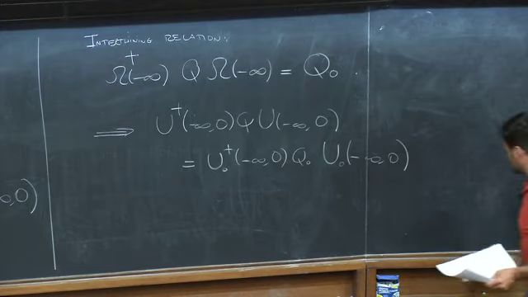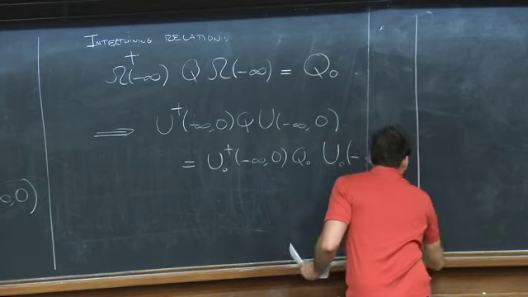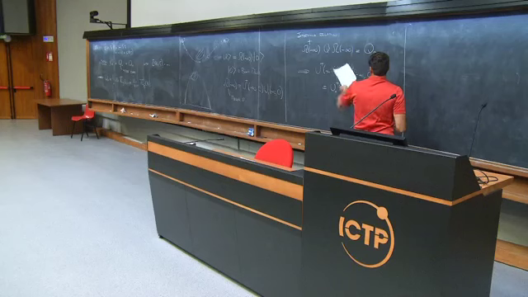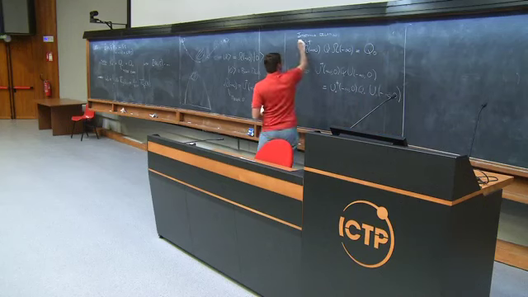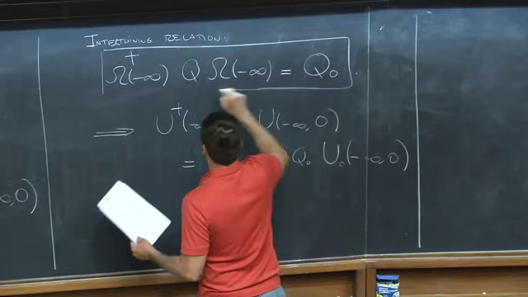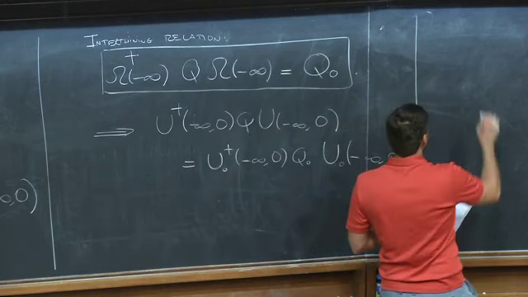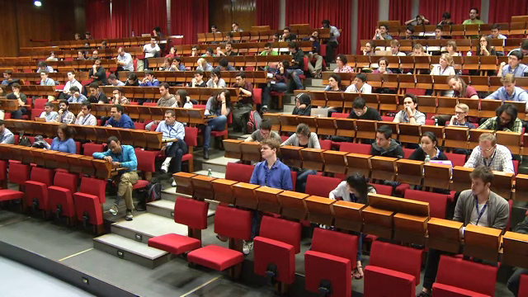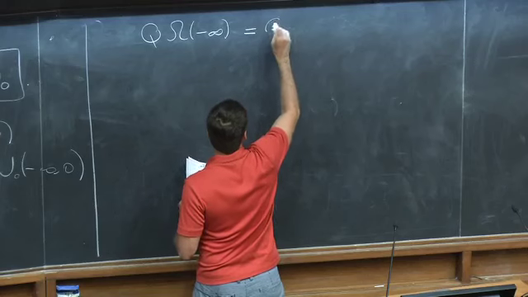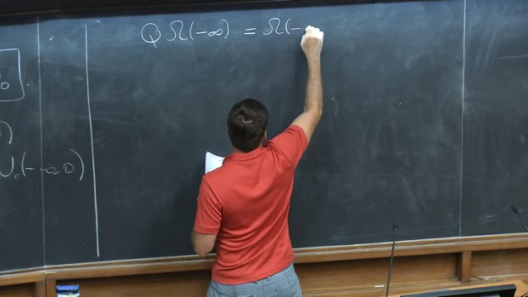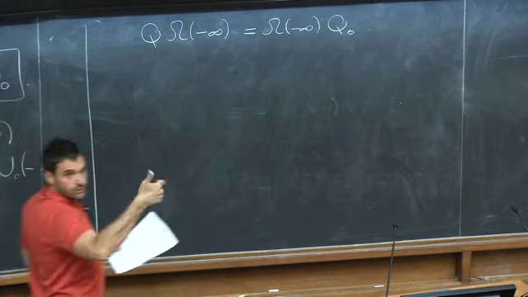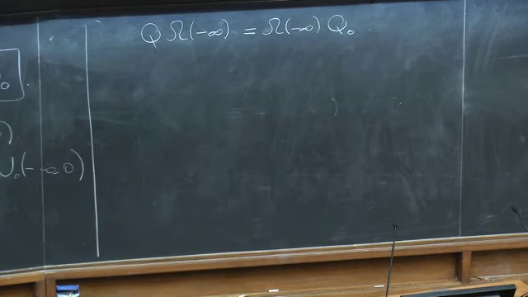Okay, so now with these simple statements, we can get a long way. In particular, this intertwining relation implies the following. Equivalently, Q times omega, the Moller operator, is equal to omega times Q naught. So in other words, when I commute this Moller operator, I transform the operator into its free partner.